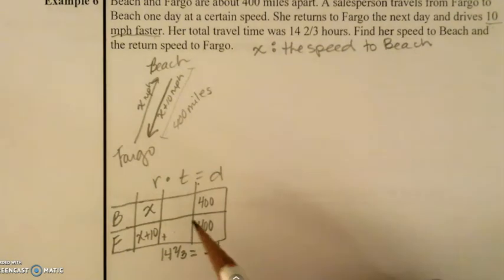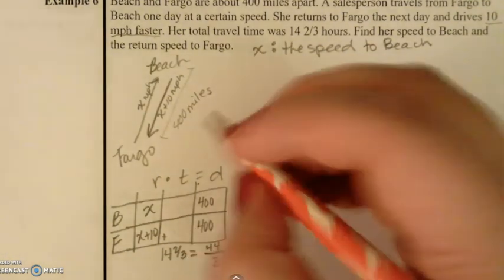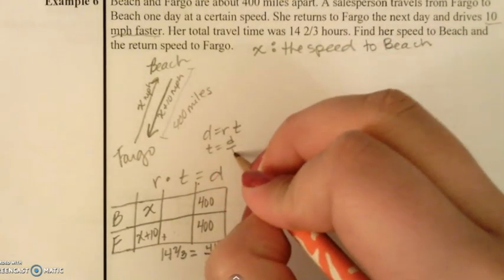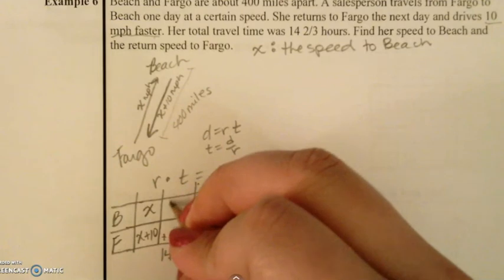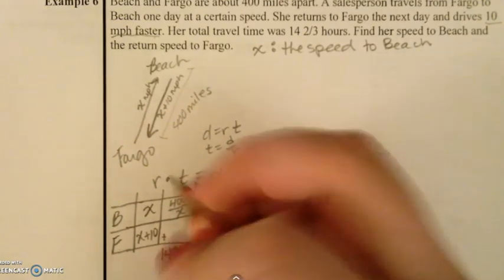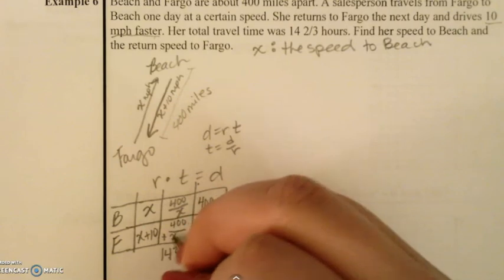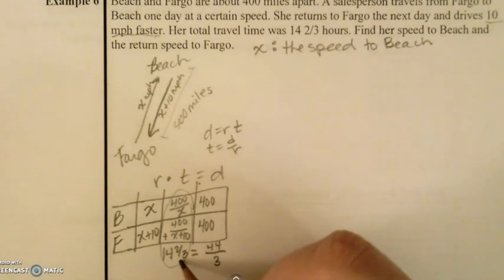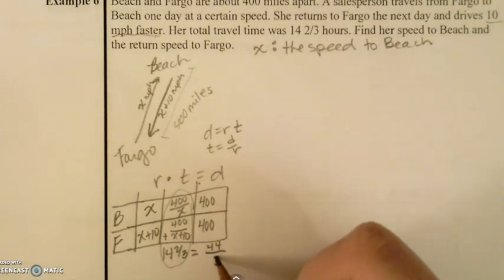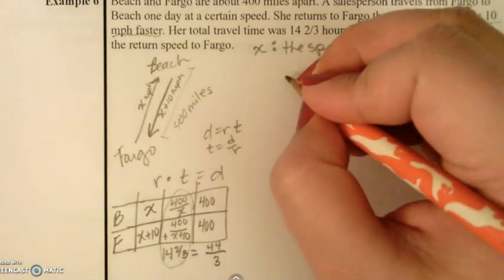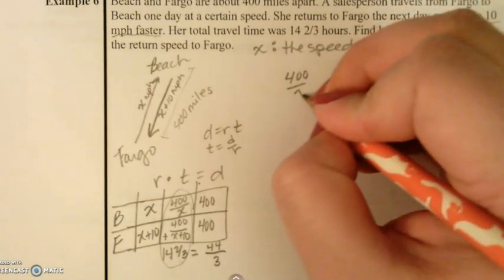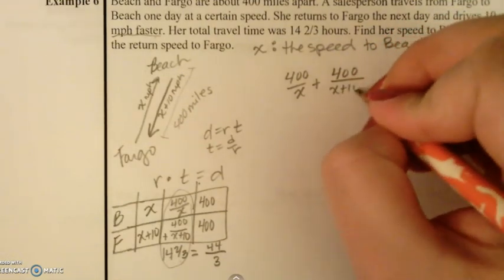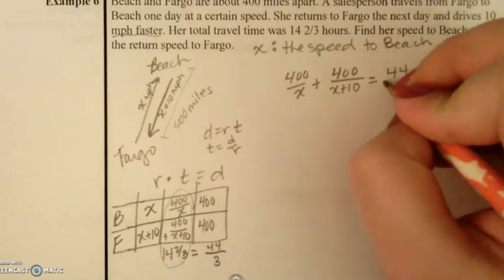So how do I find the time to Beach and the time to Fargo? Well, we know that distance is rate times time, so time is distance over rate. So I can write this time as distance over rate. Distance over rate. So here's my equation. But remember, I'm going to write this instead of as a mixed number, write it as an improper fraction. So we have the time it took to get to Beach plus the time it took to get to Fargo equals the total amount of time that it took for the whole trip.